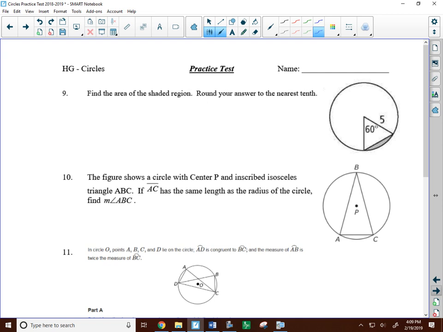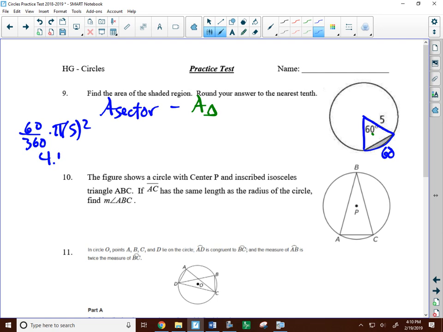Area of the shaded region over there. I'm going to do the area of the sector and then take away the triangle. So I'll do area of sector minus area of the triangle. The sector is 60 over 360, because the central angle and the arc are the same, times pi times 5 squared. You get 4.16 repeating pi.